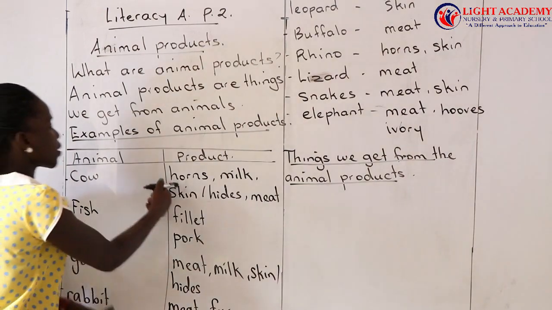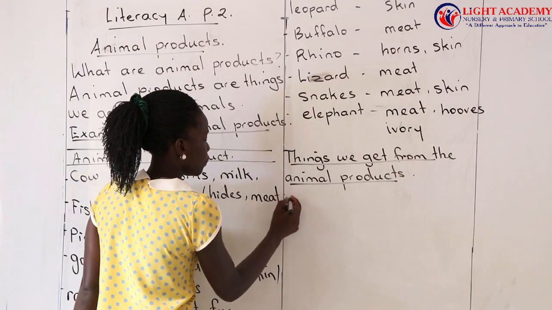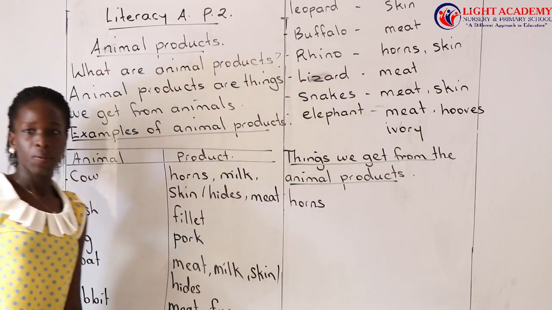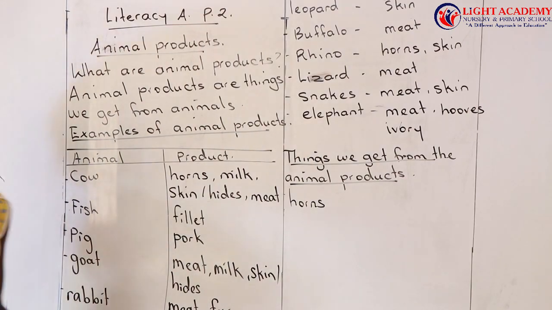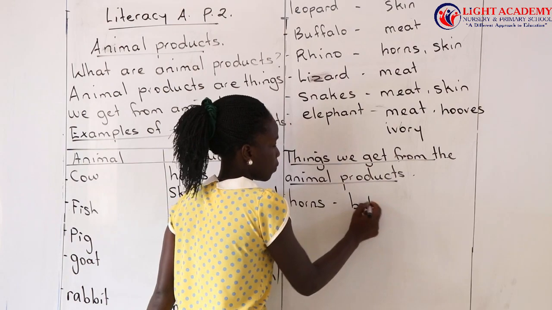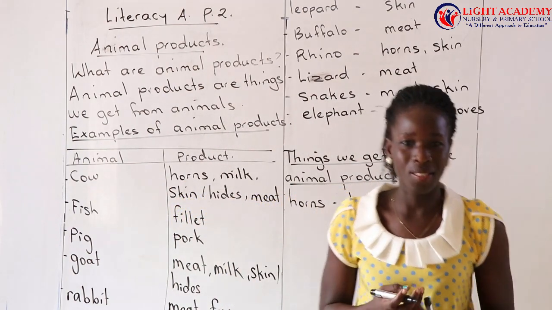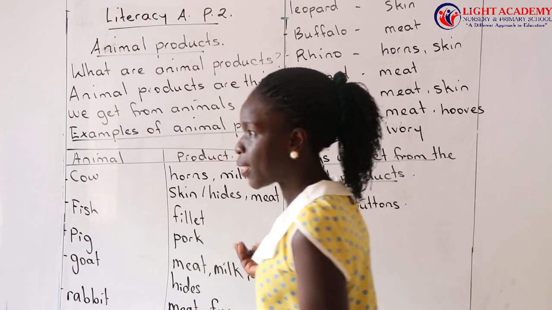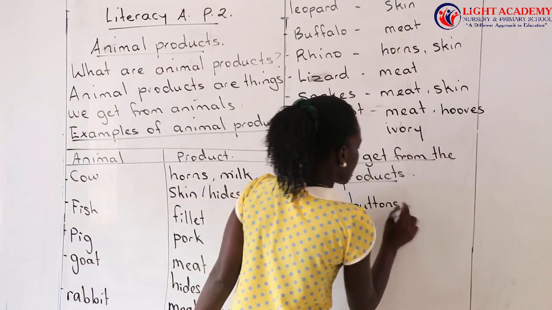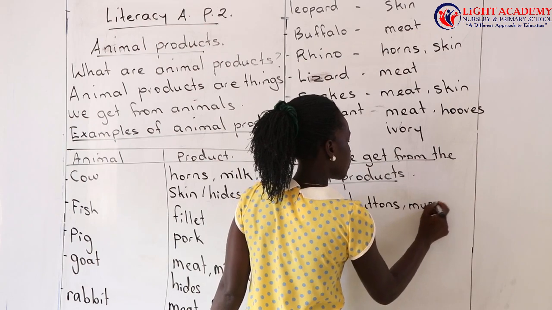Now, let us look at the first one, that is the horns. When you look at the horn, what do you get from a horn? From a horn, people make what you call the buttons. These buttons on your shirts, on your clothes, people use it and make buttons from it. And they can also make musical instruments from it.